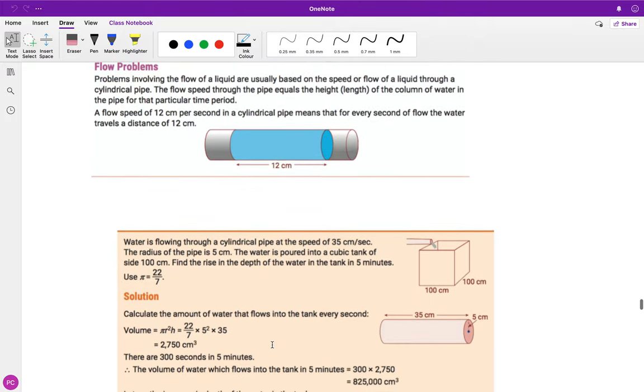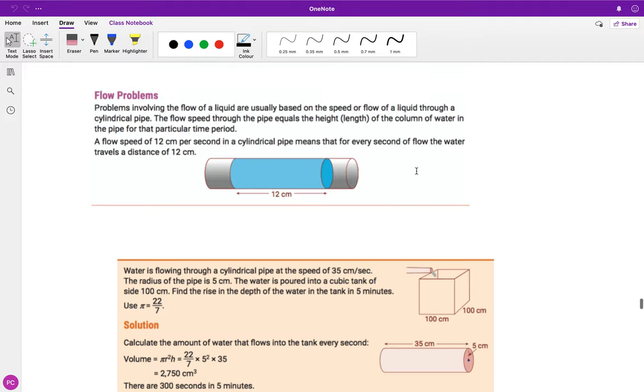One more, the things like, if you have a pipe like this and water is coming into your house all the time, so water's flowing through the pipe all the time, and you're wondering about water pressure and pressure dropping and how much water is coming in at a particular time. So a flow speed of 12 centimeters per second in a cylindrical pipe means that for every second of flow, the water travels the distance of 12 centimeters. So here's a piece of the pipe here, and every second the water will get from here to the end. So it will manage to travel through the full 12 centimeters of pipe.